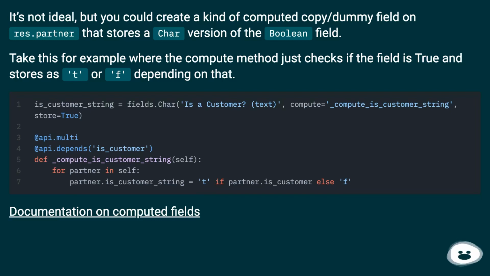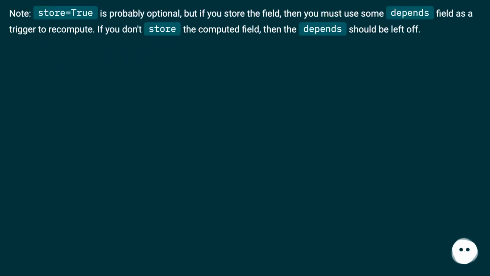Documentation on computed fields. Note, store equals true is probably optional, but if you store the field, then you must use some depends field as a trigger to recompute. If you don't store the computed field, then the depends should be left off.